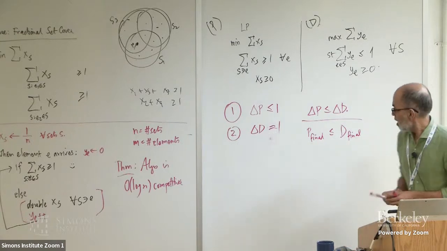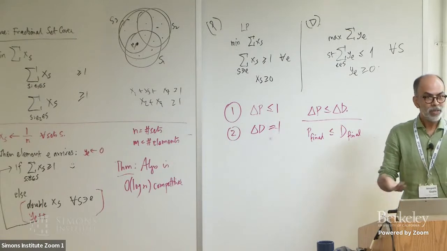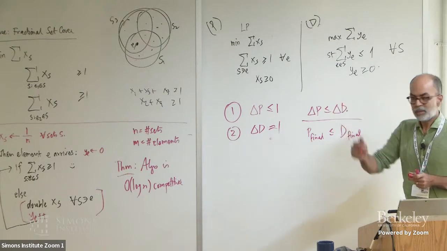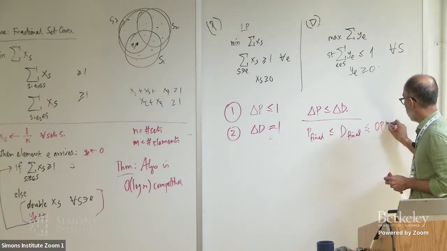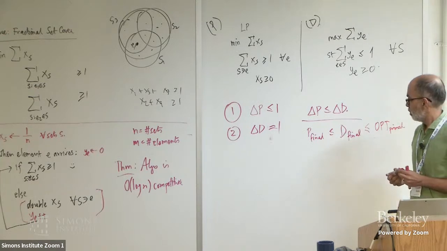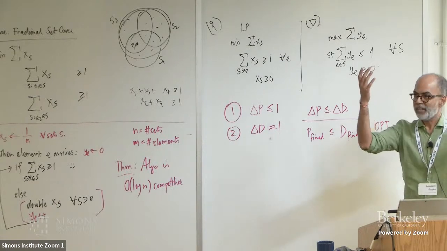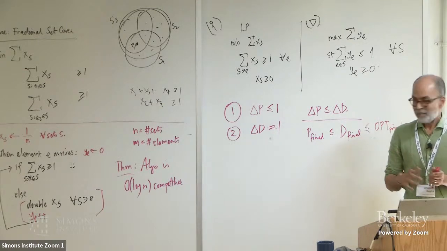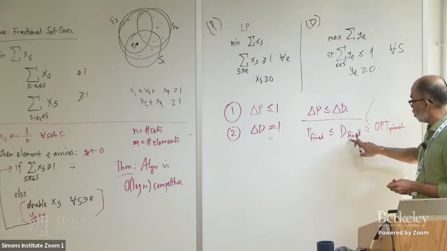Now, if the final dual were feasible, what do we know about the final dual? The dual is a lower bound on the optimal solution, right? By weak duality, this is at most the optimal primal. So I would have my final primal is at most the optimal primal. I have a better than optimal solution. This is amazing. So the point is, this is only true if the dual is feasible.